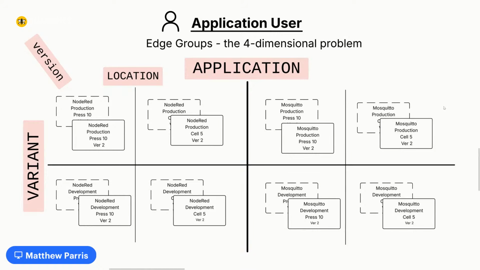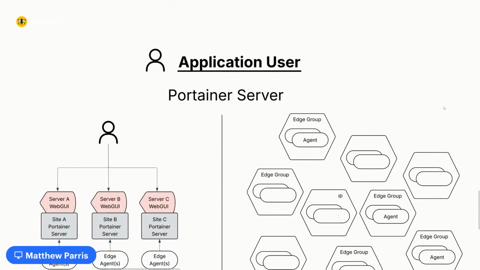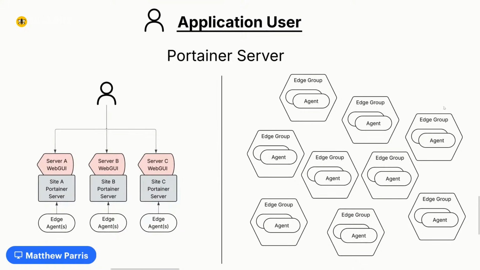So yeah, location: you may have a level 3, level 4 location style variant or configuration. And then the fourth dimension is the version. Within the application, version 1, version 2, version 3, version 4. Being able to manage all 4 of those becomes unwieldy. If you're an application user and you have multiple servers and multiple edge groups with multiple agents, it's unwieldy.